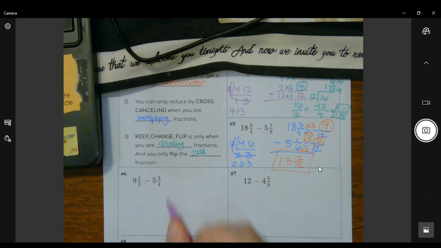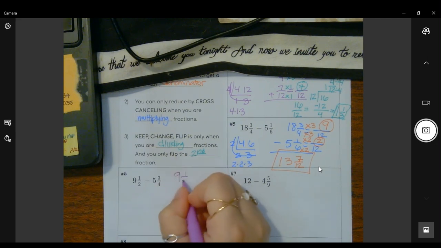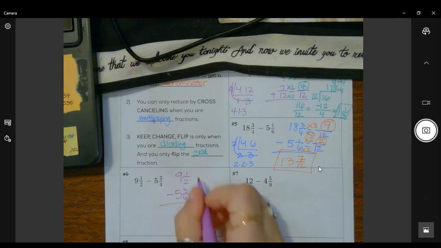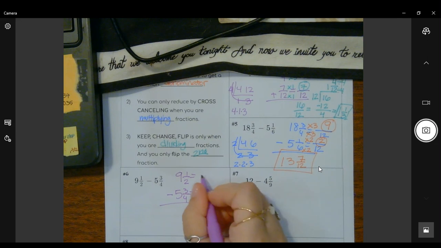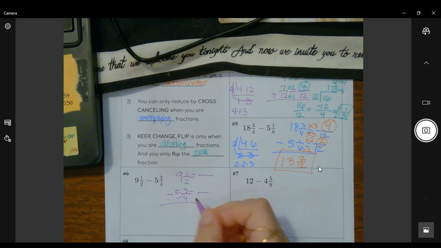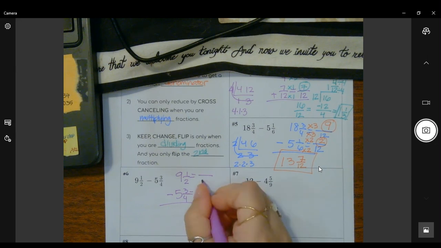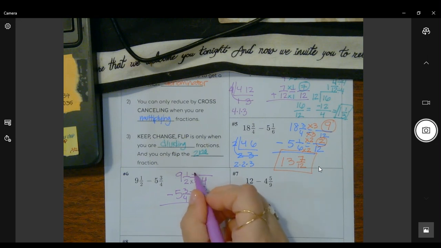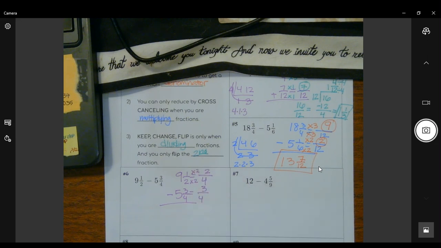It says you have 9 1/2 minus 5 3/4. Well, what can 2 and 4 both become? Look at the bigger number, 4. Can 2 become 4? Yes, it can. This is already a 4, so let's keep that a 3/4. But what did you do to the 2 to get that to be a 4? You multiplied by 2. So do the same thing on top, and 1 times 2 is 2.